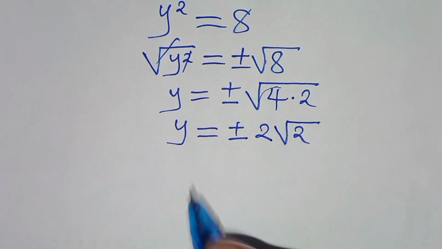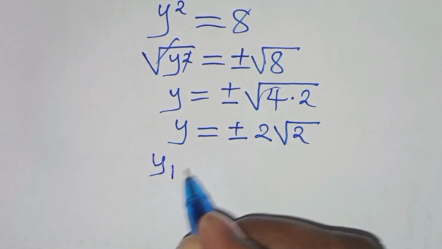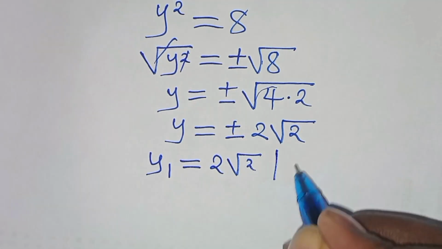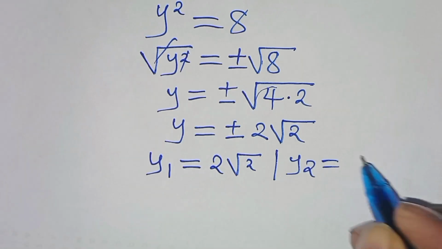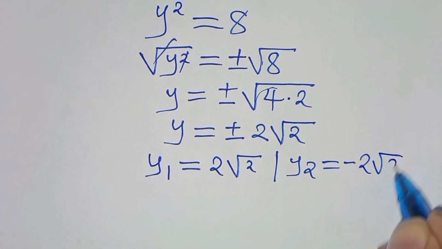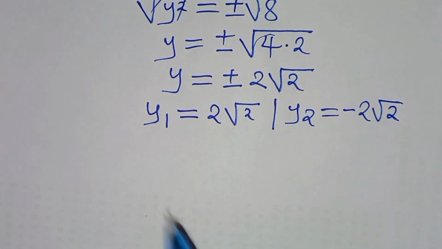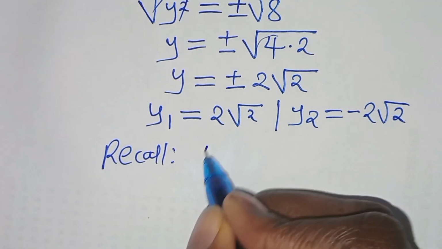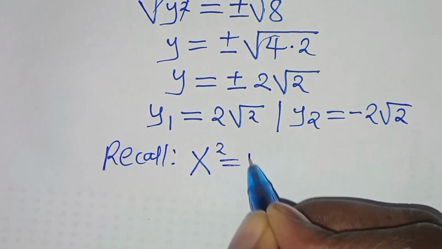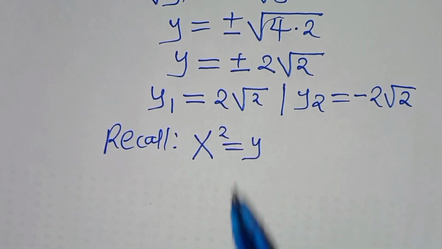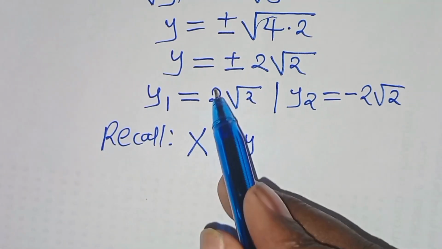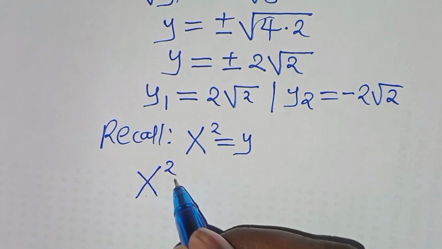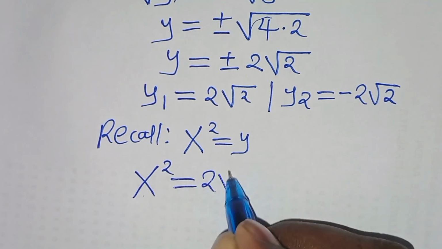So this implies that we have two values of y. We have y1 equal to 2 square root of 2, and y2 equal to negative 2 square root of 2. Now, if you recall, we let x squared be equal to y. Let's start with y1, which is 2 square root of 2. So this implies that x squared is equal to 2 square root of 2.